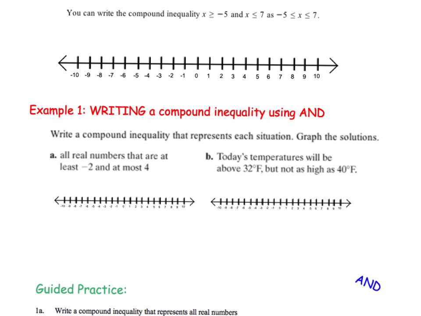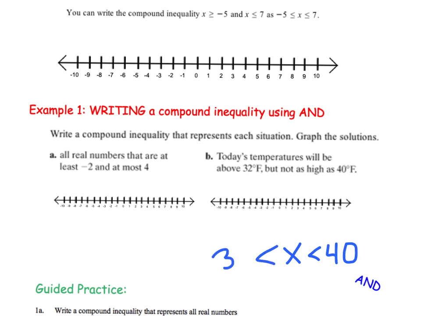And so when I write my compound inequality, again, your solutions are in the center. So we'll put X there. And then I'll start with the 40. My solutions are going to be less than 40, but at the same time, they're going to be greater than 32.